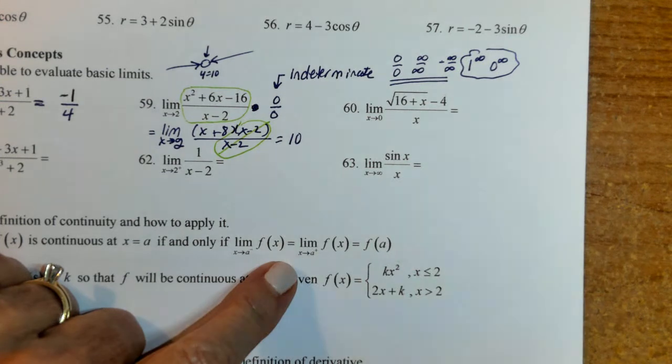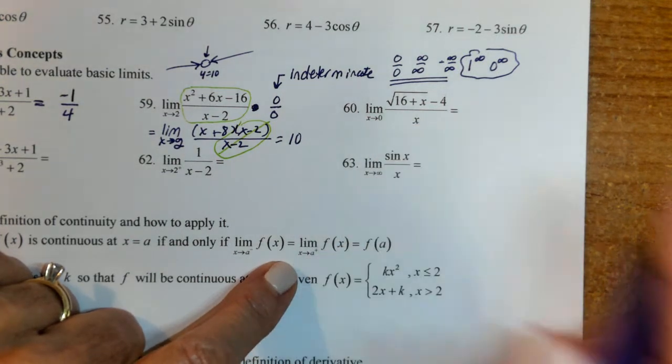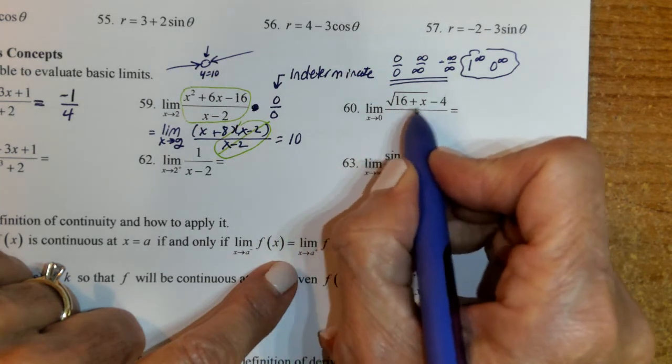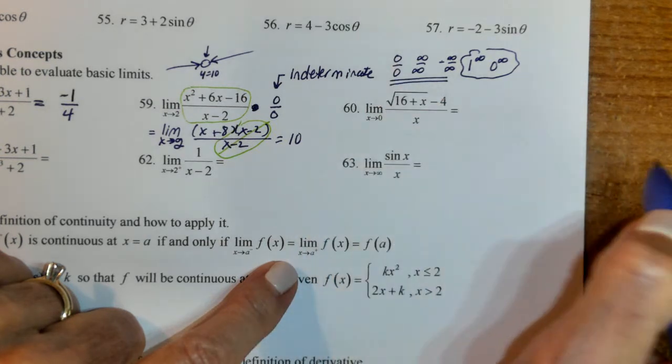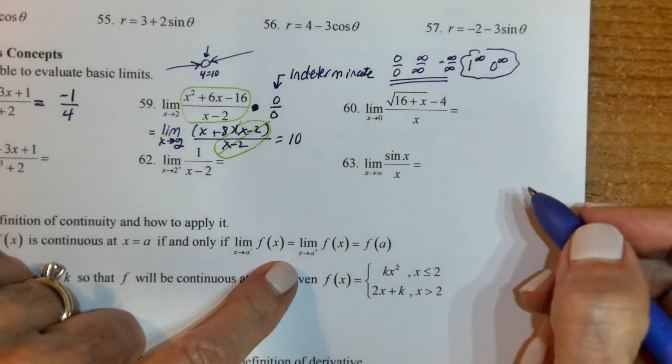Number 60. If we put 0 in for x, I immediately see that the bottom is 0. The top is going to be the square root of 16 minus 4, which is also 0. So again, we have that indeterminate form. So we have to manipulate this.